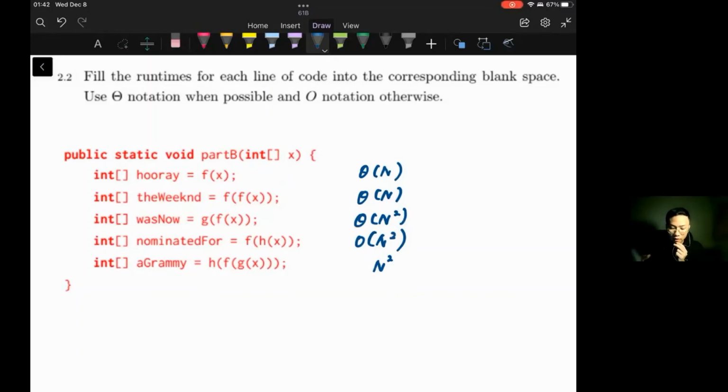And again, as explained in part 2.1, the big Theta bound is more informative. It informs us that this operation is both lower bounded and upper bounded by a quadratic model. So we will stick to the informative bound that is Theta n squared. And that's it. Thank you.